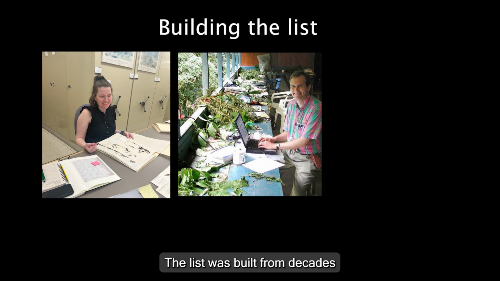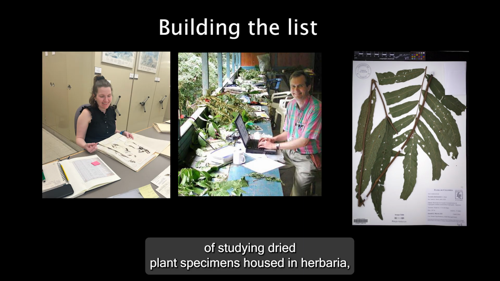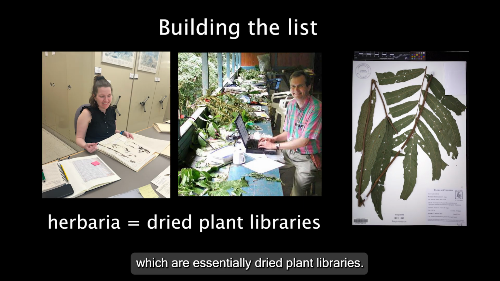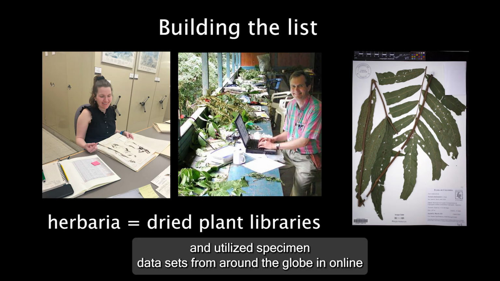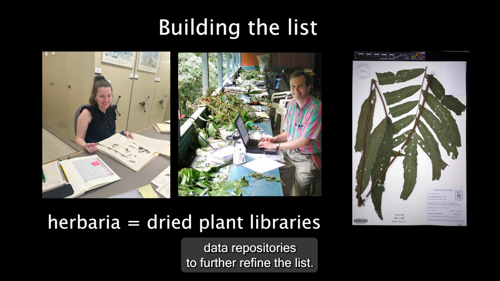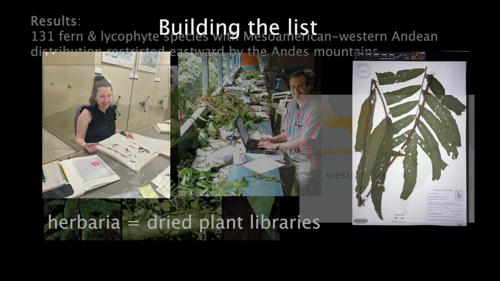The list was built from decades of studying dried plant specimens housed in herbaria, which are essentially dried plant libraries. We also consulted with taxonomic experts, reviewed published species descriptions, and utilized specimen datasets from around the globe in online data repositories to further refine the list.